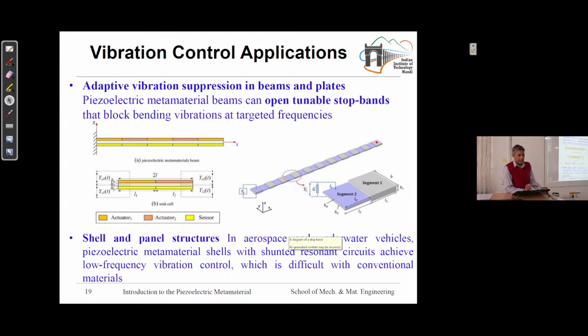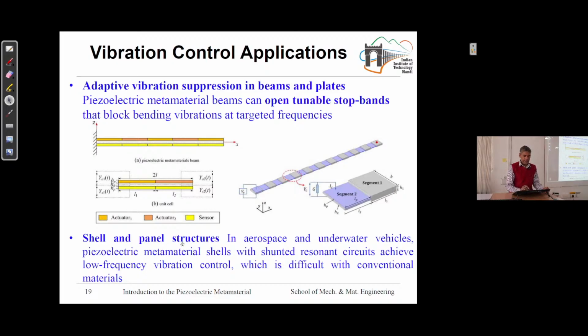Applications of piezoelectric metamaterial: vibration control. Actually we can have adaptive vibration suppression in beams and plates. You can see this is my beam, and we can have both sides piezoelectric metamaterials, and of course every side will be having the RC circuit. So when we have the vibrations, they will be converted into heat.